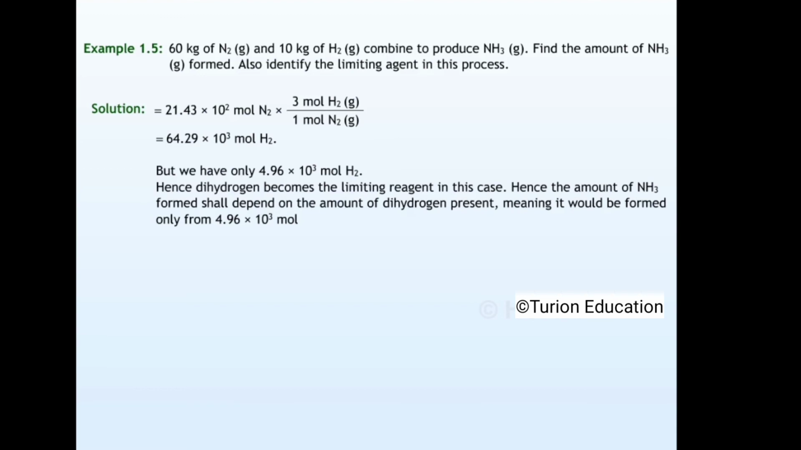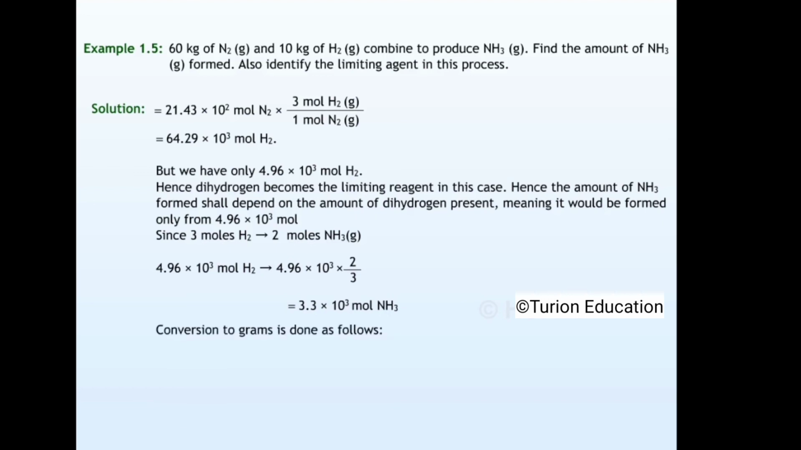Hence, the amount of NH3 formed shall depend on the amount of dihydrogen present, meaning it would be formed only from 4.96 × 10^3 moles. Since 3 moles H2 gives 2 moles NH3, 4.96 × 10^3 moles H2 gives 4.96 × 10^3 × 2/3 = 3.3 × 10^3 moles NH3.